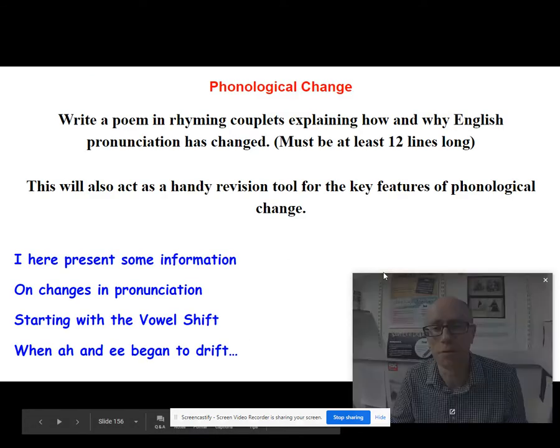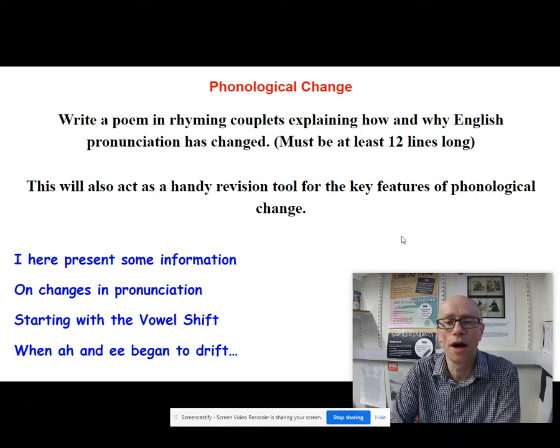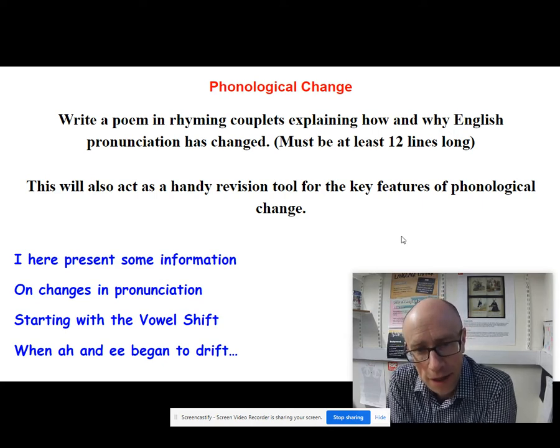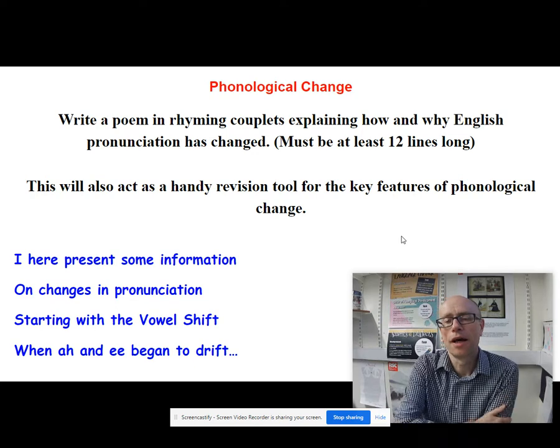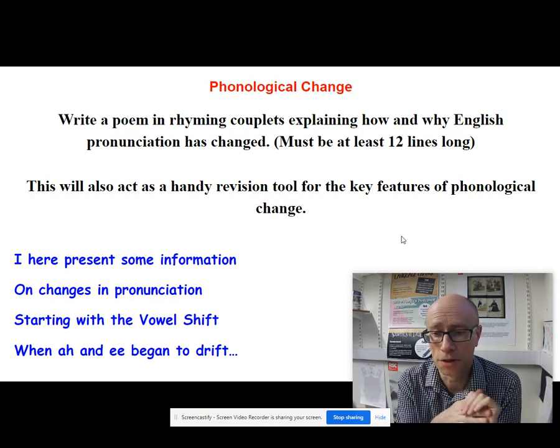Here's another thing that I would get my students to do in class. So write a poem in rhyming couplets explaining how and why English pronunciation has changed. Must be at least 12 lines long. Now there's a challenge for you. So it's a handy revision tool, and your job is to demonstrate your knowledge about phonological change, but write it in rhyming couplets.